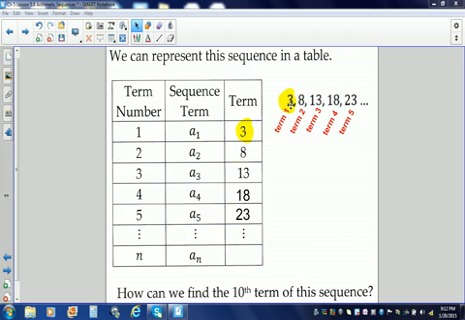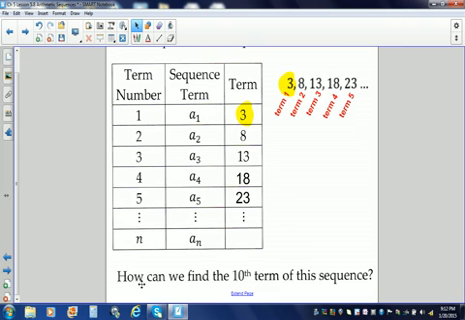We can represent this arithmetic sequence in a table. Term number 1 would be 3. Term number 2 would be 8. The first term is simply called variable A subscript 1, the second term A subscript 2. And the question we will pose today is, how could we find the 10th term in this sequence?